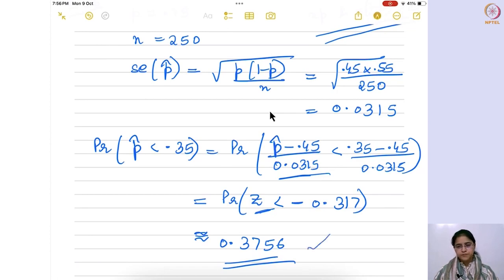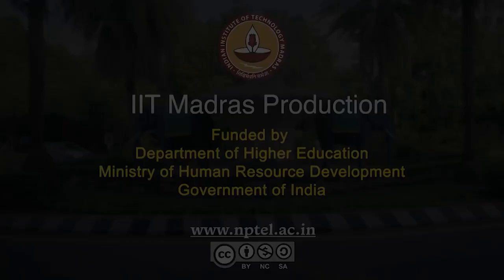So this was all about your fourth week, that is on sampling distribution. Here we primarily focused on single sample problems. Basically, from a given population we are taking only a single sample, and then we were understanding what will be the sampling distribution of the sample mean, sample variance, and sample proportion.